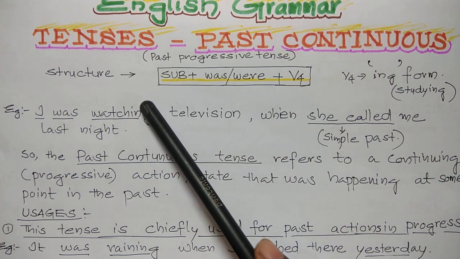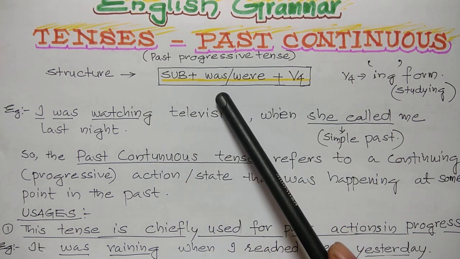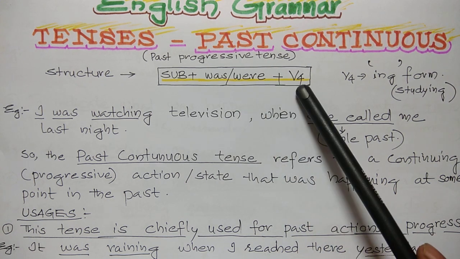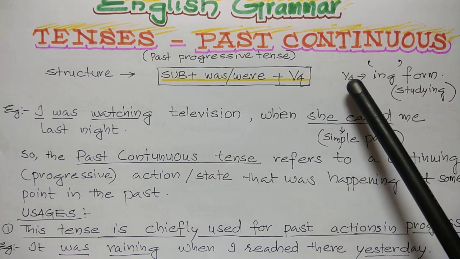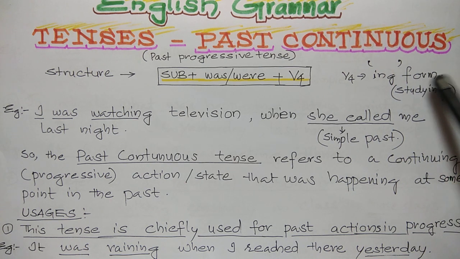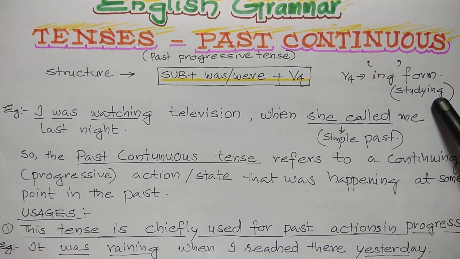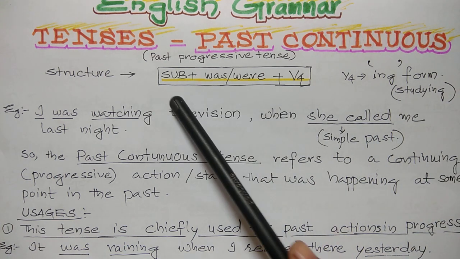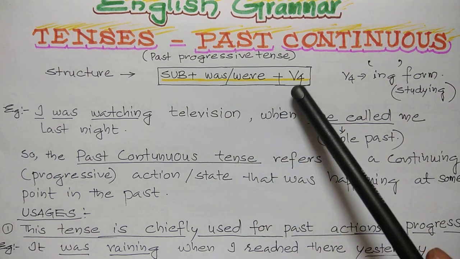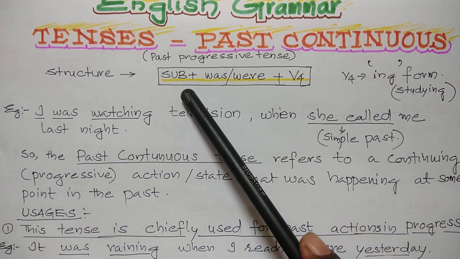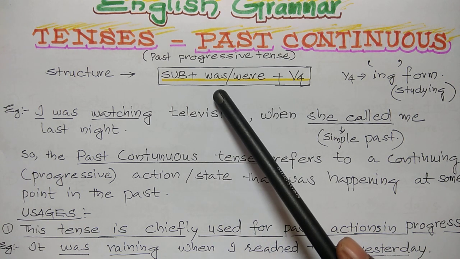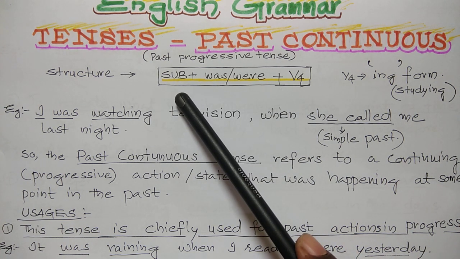Its structure is subject plus was or were plus V4 form of the verb. That is, V4 is the ing form of the verb. See, studying is the ing form of study. So it is subject plus was or were plus V4. For a singular subject we use was, and for a plural subject we use were.